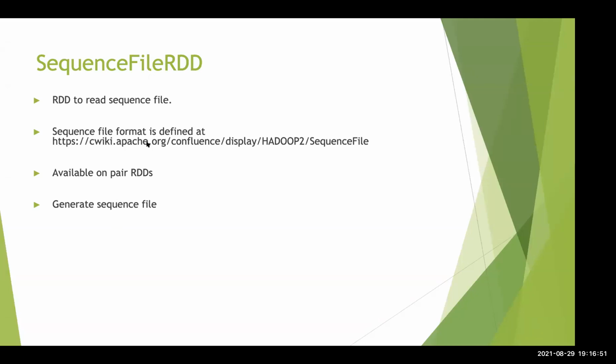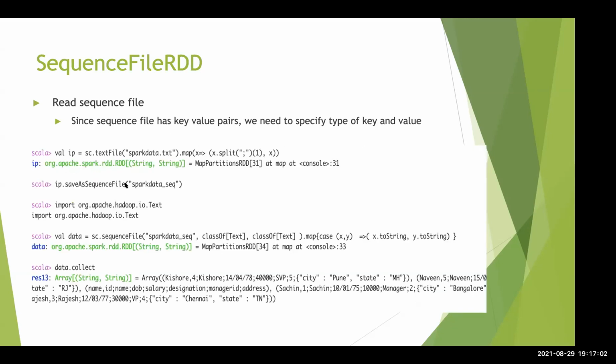You can go to the sequence file format page on the wiki. It is explained very well. It works on pair RDD because sequence file is key and value, and you can generate or read sequence files. I like an example here. Let's say the same data, ID, name. I showed you the data in the previous slide, which has ID, name, salary, manager ID, and everything. I'm reading the same data as a text file, creating a pair RDD, and then I save this as a sequence file.